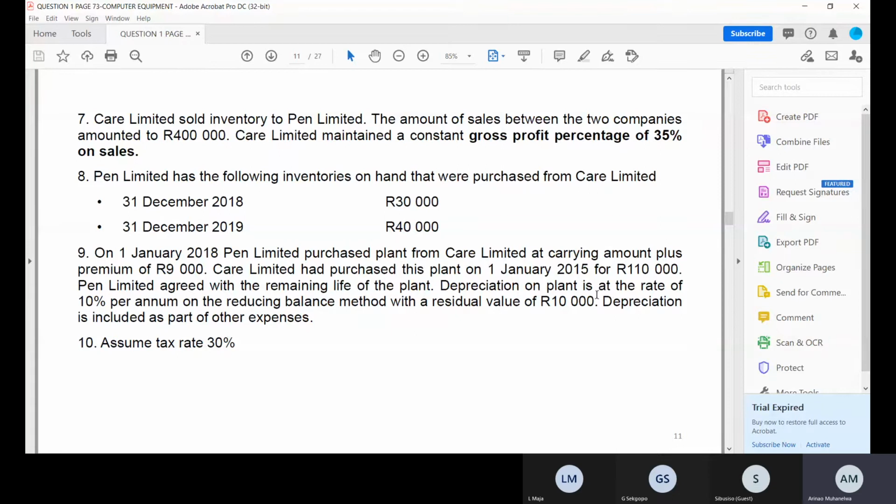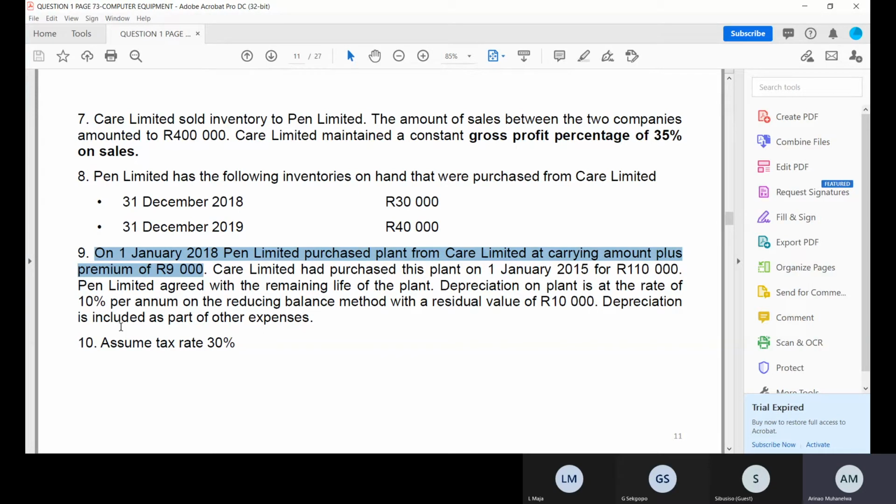Depreciation on plant is at a rate of 10% per annum on the reducing balance method with a residual value of 10,000. Depreciation is included as part of other expenses. So depreciation recognized for this sale, we need to eliminate it. We'll spend more time on that. So this exercise, I want to spend more time on that one.